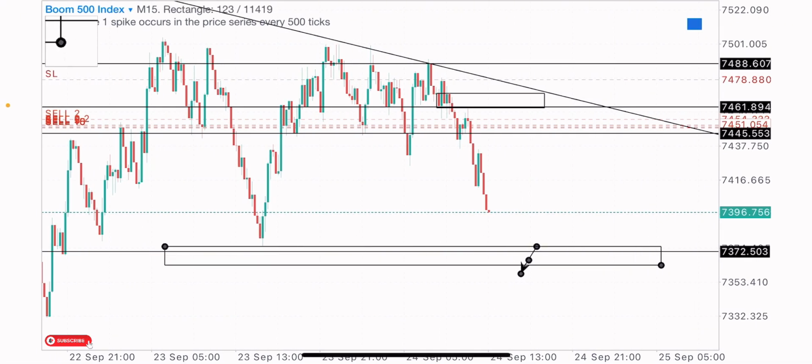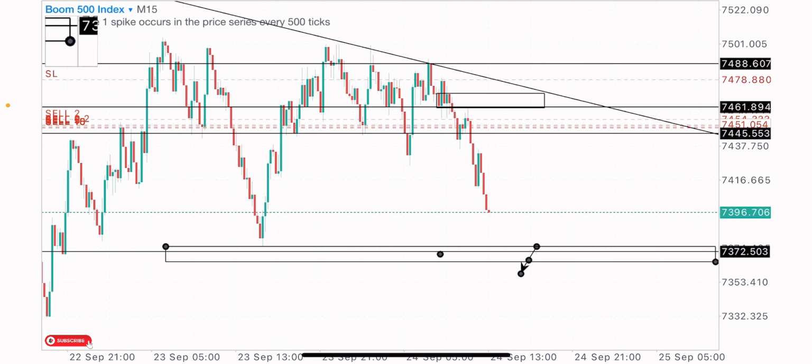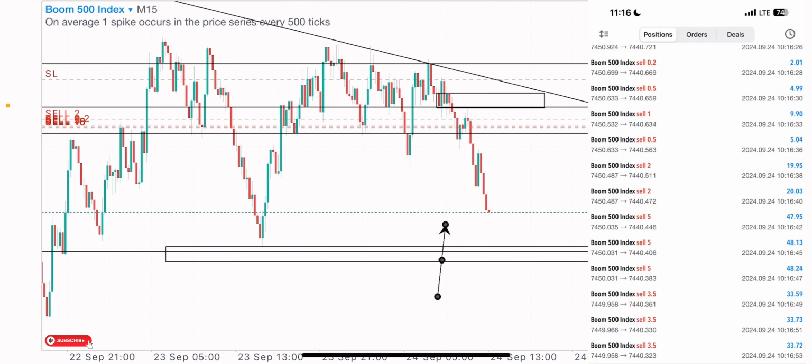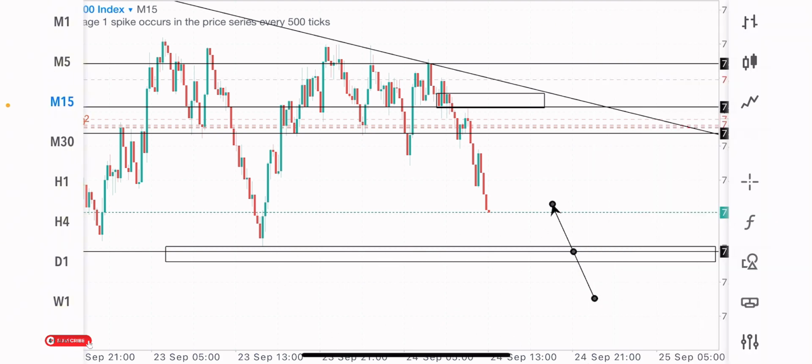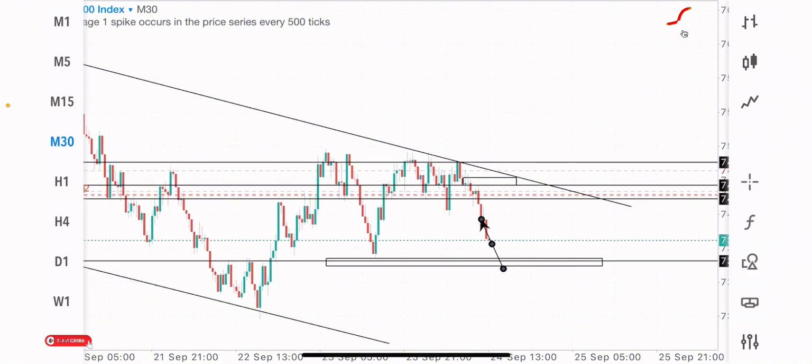this level. I've closed over 70% of my sell positions in profits, while I still have about 30% running in profits, and I expect price to sell to this level. So how did I know this index is going to sell from this zone? What's my analysis and view on this index?